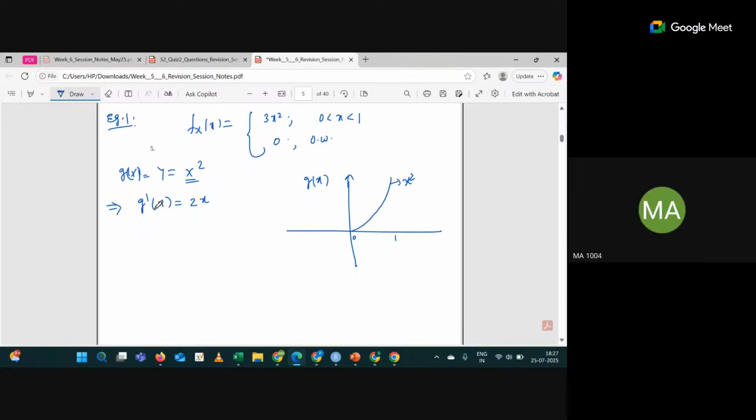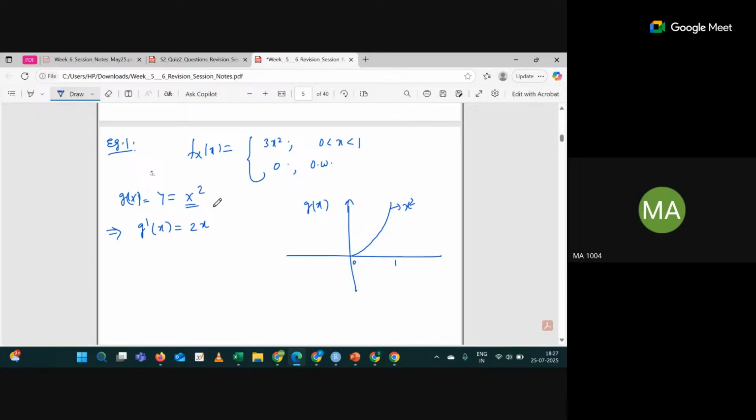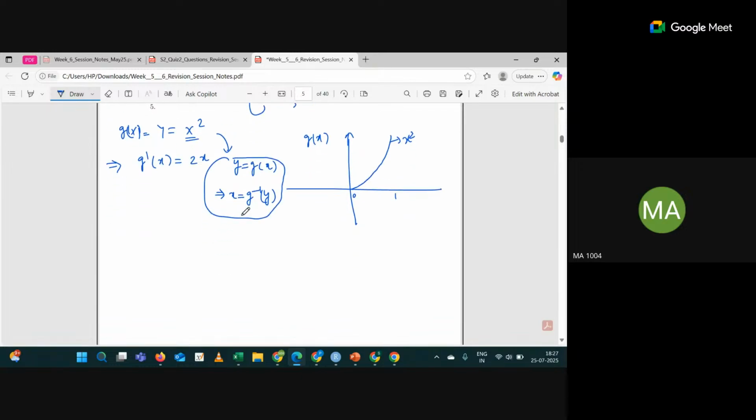Instead of x, what else can I write? If you have y equal to g of x, can I say x is nothing but g inverse of y? So we have to replace the values of x in terms of y. What is g dash of g inverse y? What will be the value of x here? Root y. So g dash will be 2 root y. So far so good.